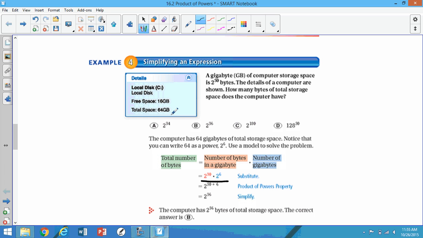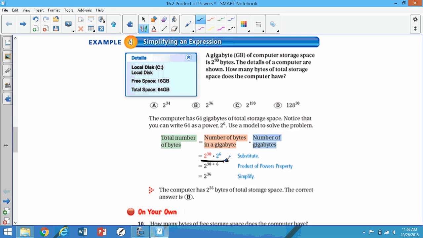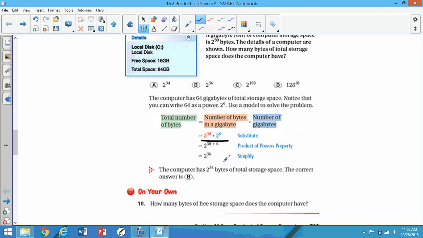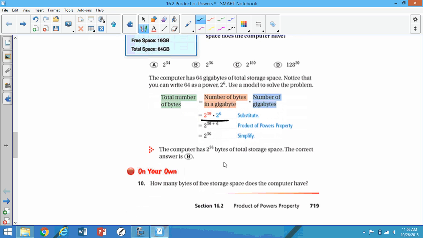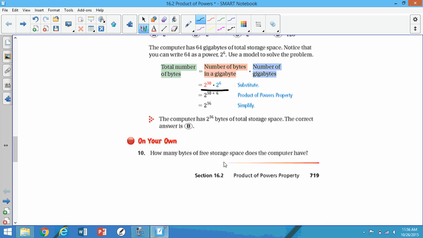The total number of bytes is the number of bytes in a gigabyte times the number of gigabytes, because it tells you that you have 16 gigabytes. So that's how much storage space you have. Okay? And that's how you would figure that out. So then you'd add those exponents, and it's 2 to the 36th power. Okay.